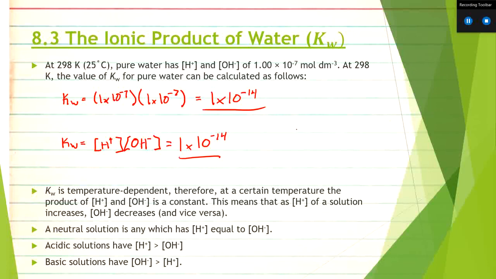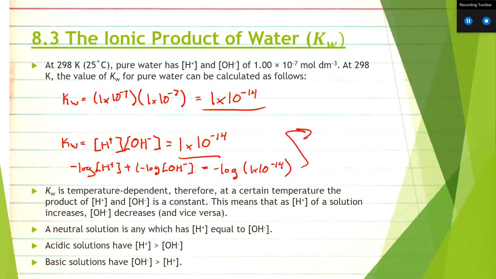Now, that equation I mentioned before, if for a second we were to take the log of both of these sides, let's take the negative log to see what happens. If we apply some log rules, we would have negative log of the concentration of H plus, plus the negative log of the concentration of OH minus, equals the negative log of 1 times 10 to the negative 14.